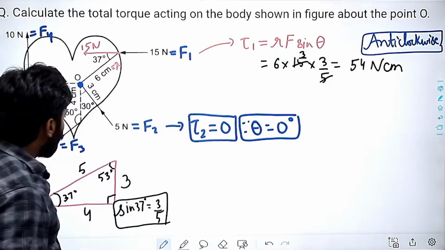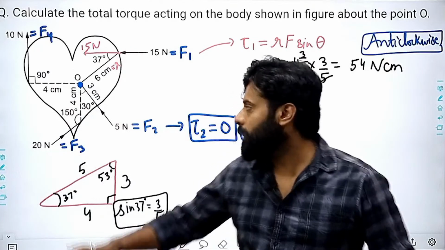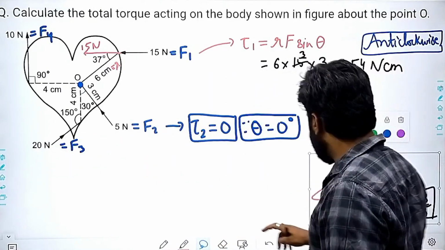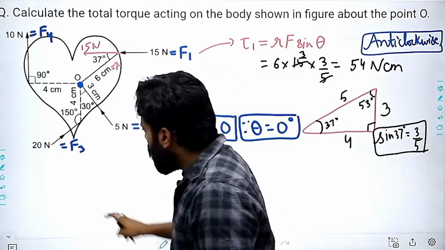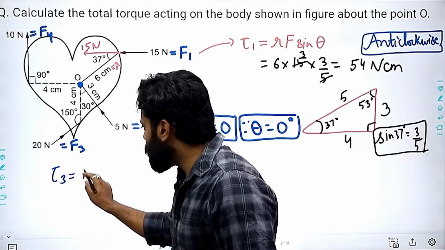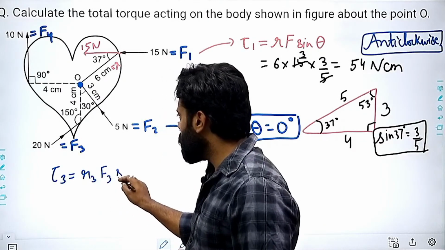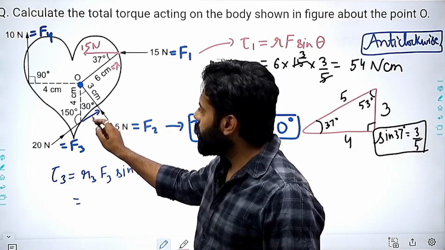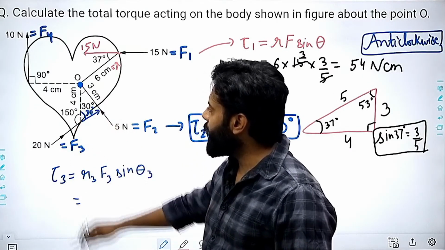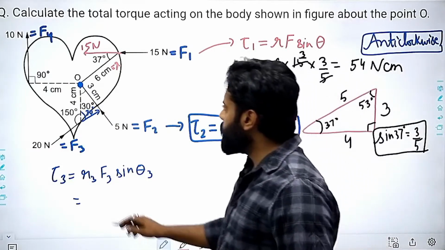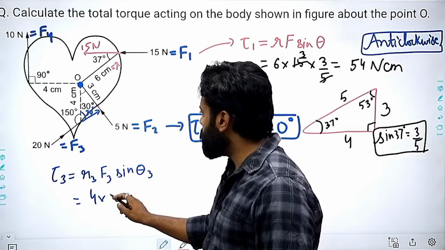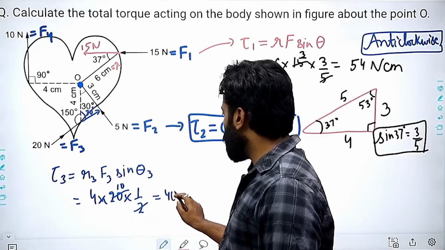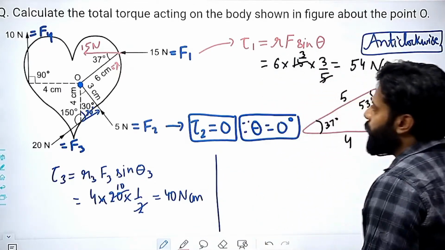And now see what will happen to this force and the next force. I'm moving this to this side. Now I need to calculate torque 3. Torque 3 is equal to R3 F3 sine theta 3. I can change this to this. If this angle is 60 degrees, then this angle will be 30 degrees, right? So I can consider this as 4, and this F is 20 Newton, and this is sine 30 degrees, that means 1 by 2. So it will be 10, that will be 40 Newton centimeter.